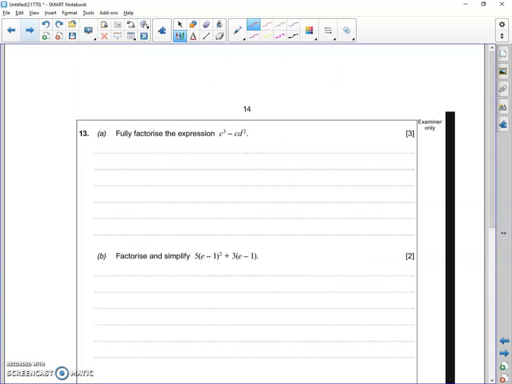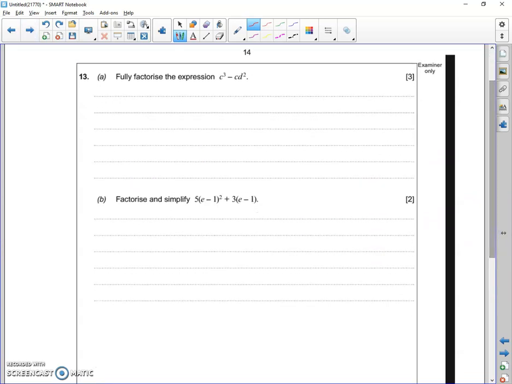Question 13. Fully factorise the expression c cubed minus c d squared. Now it's 3 marks, so it's not going to be as simple as just what have they got in common, which is a c, and saying c squared minus d squared, not for 3 marks. Okay, so it's question 13, it's got to be more to it than that.